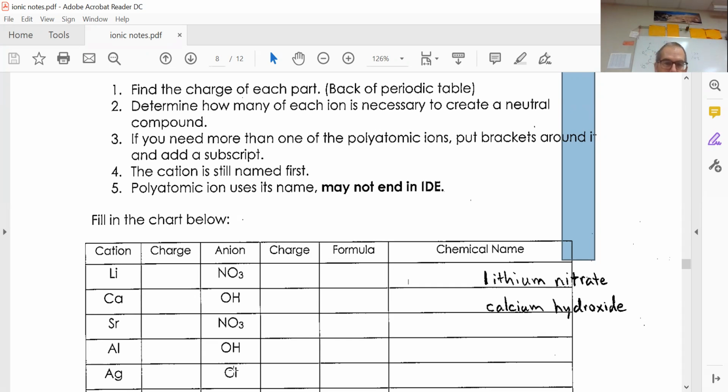Notice this one right here is just a binary one. That one kind of snuck in, just like we did before. All right, so that's what we're going to be doing, and let's take a look at the first thing. We're going to find the charge on each part.